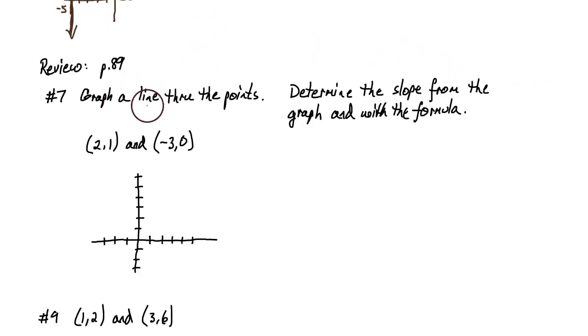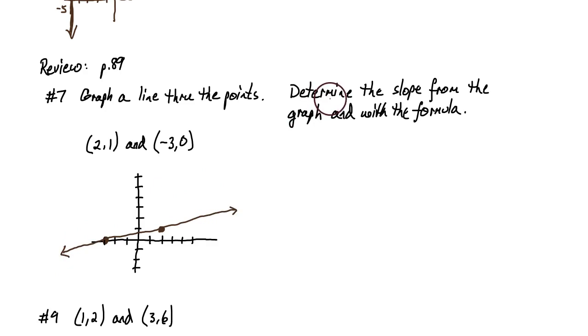Now the review assignment, page 89. We're asked to graph a line through the points. One point is (2, 1). Let's find that. Right 2, up 1. Another point is (-3, 0). Left to the -3. Now draw a line through the 2 dots.